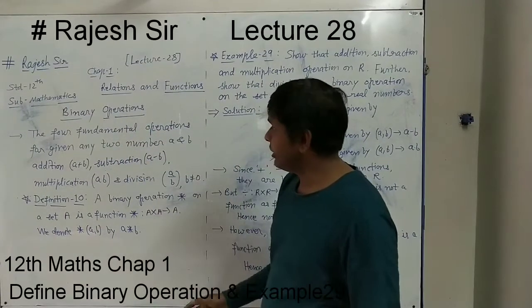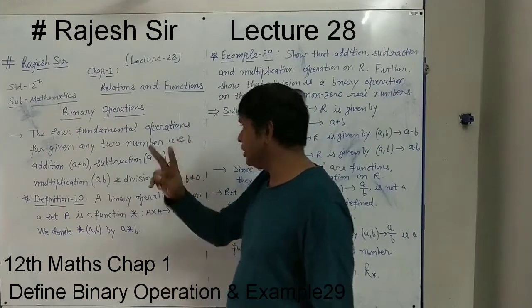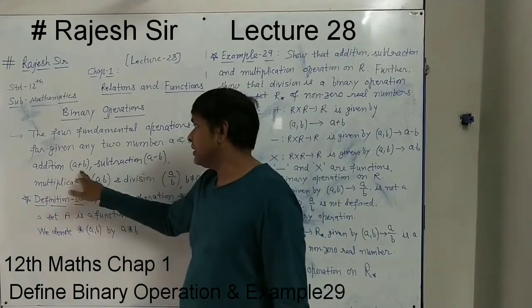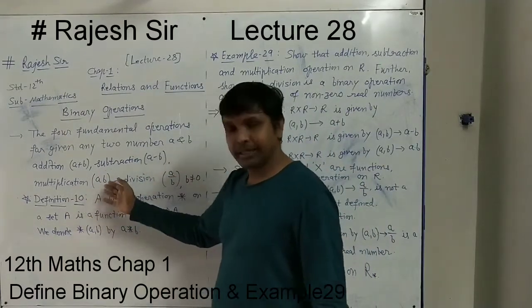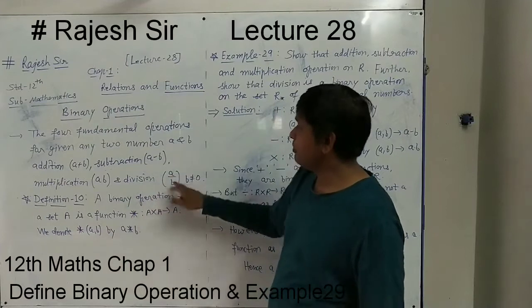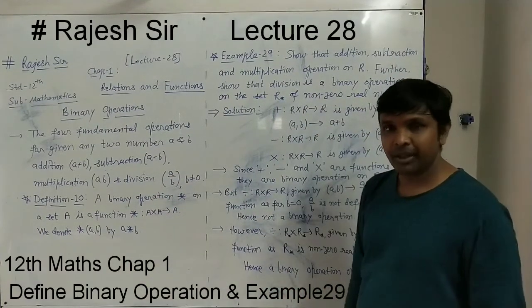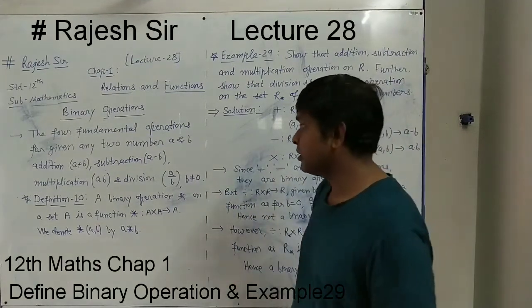So we have defined here the four fundamental operations for any two numbers a and b: addition we show as a plus b, subtraction a minus b, multiplication a into b written as ab, and division a upon b where b is not equal to 0. This comes in binary operation. Binary means two numbers and operations means all four basic operations.